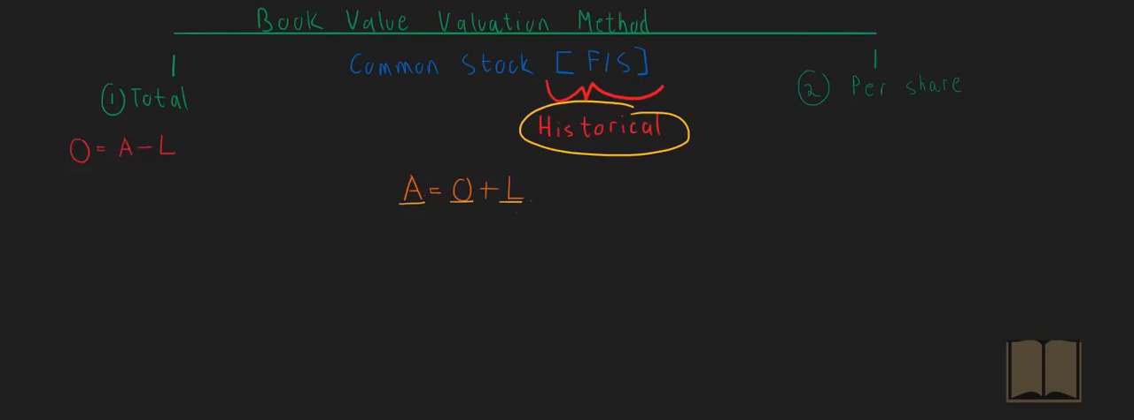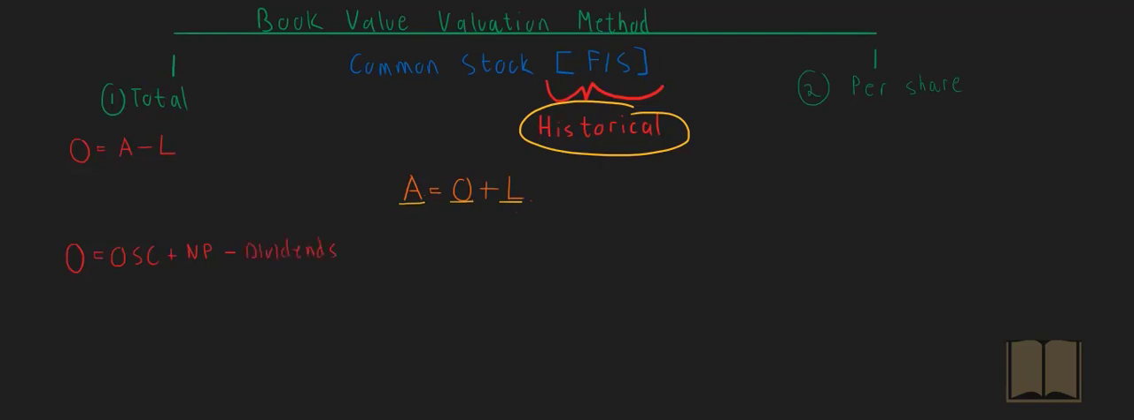Another way in which to calculate the value of the equity would be as follows. It would be the ordinary share capital. So that's how much the equity providers bought into the company for, plus the net profit. So this is the income earned by the business minus the dividends.